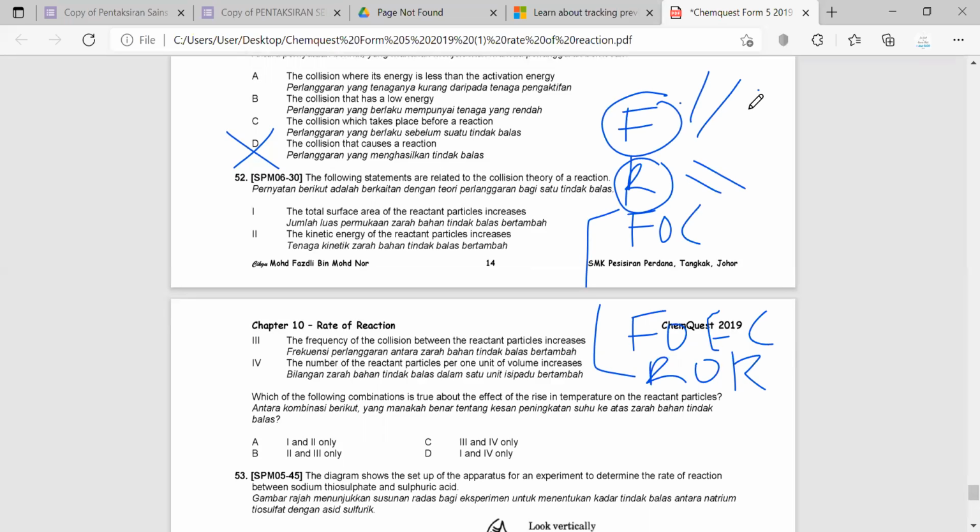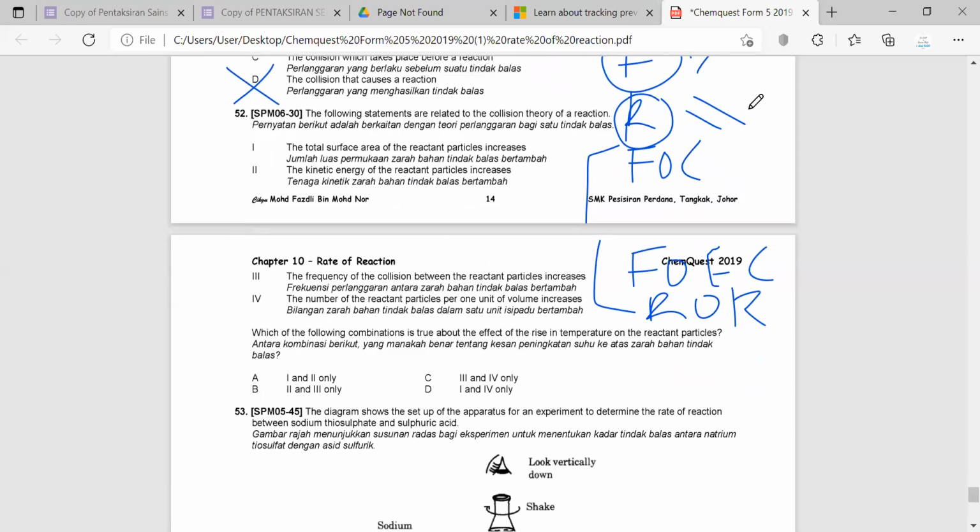Do you understand what teacher is saying here? Yes, Teacher. Okay. The rest of you, do you understand? Yes, Teacher. Okay, we quickly finish this. Okay, what is related to a collision theory? Okay, number 52. The answer is B.